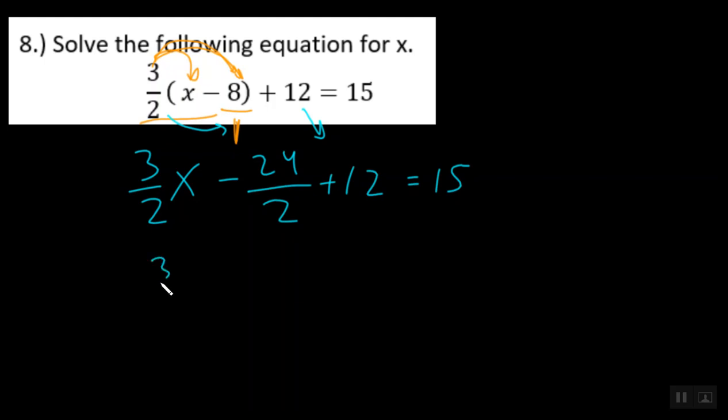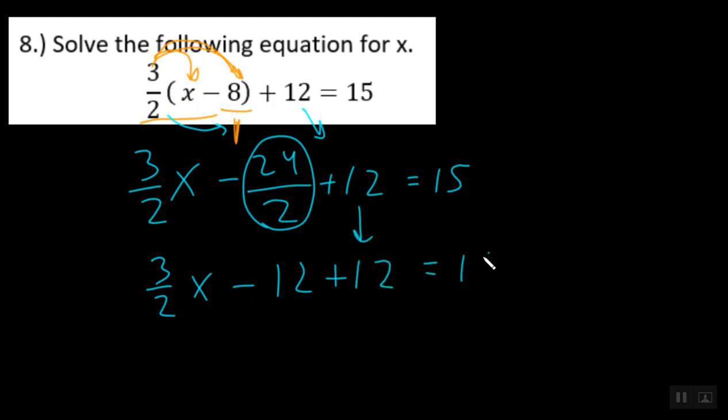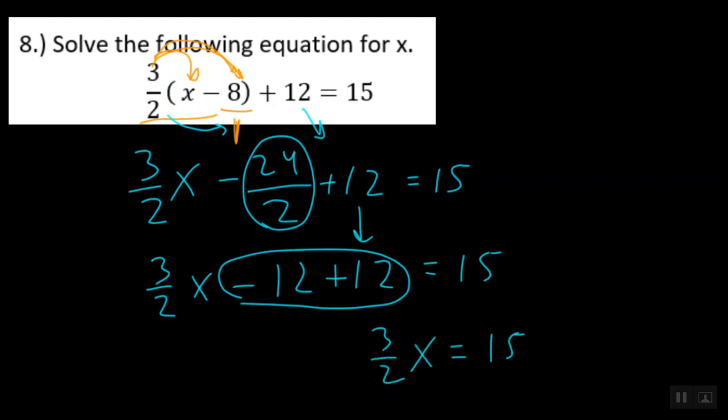From here we have 3 over 2x minus, and what is 24 divided by 2? That's going to be 12. Plus 12, dropping that down, is equal to 15. We still keep asking ourselves that same first question, can I simplify the left or right? And we can simplify by combining our like terms. Negative 12 plus 12 is 0, and so we have 3 over 2x is equal to 15. Now, how do we get rid of a 3 over 2? We multiply by its reciprocal, which means to flip, so 3 over 2 we multiply by 2 over 3.